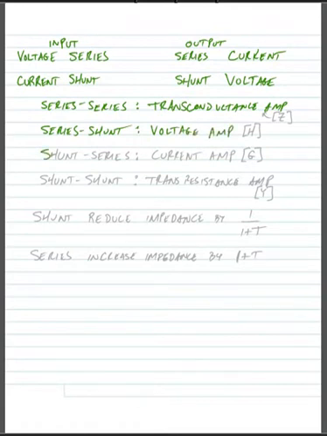We can do shunt series. So we're outputting a current and inputting a current. So this would be our current amp. And finally, we have our shunt amplifier. Here we're going to output a voltage and input a current, or this would be a trans resistance amplifier.